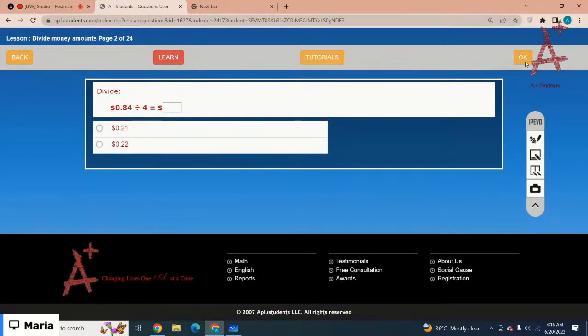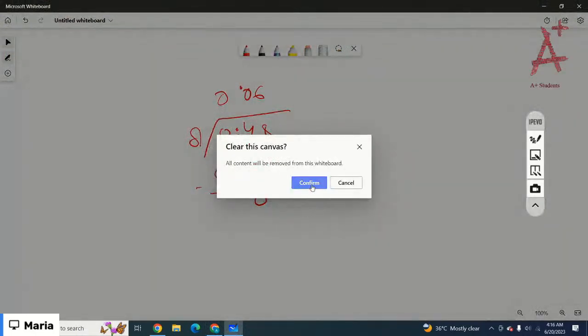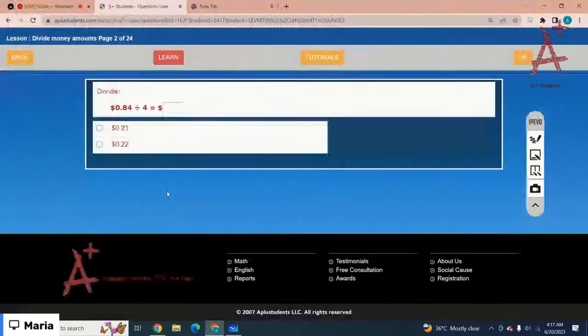Okay, the next one is 0.84 divided by 4. Okay, let's just divide 0.84 divided by 4. Let's just put the decimal point first. Now you have to count 4 until 8. So 4 times 2 is 8 and 4 times 1 is 4. So that would be 0.21. Got it? That means the correct option is 0.21.